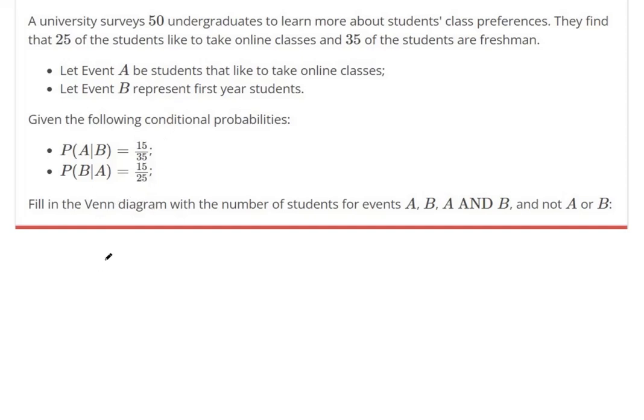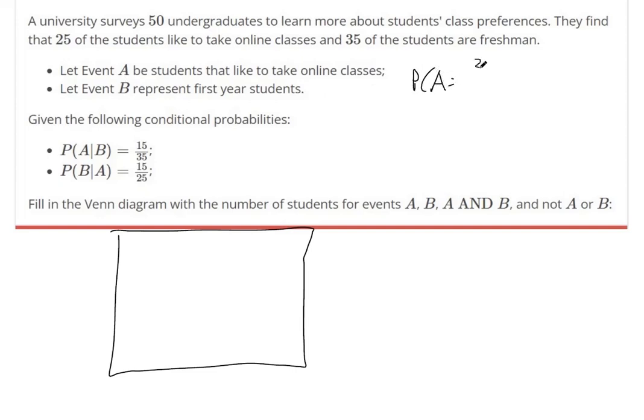Okay, so we're supposed to fill out a Venn diagram. And up here, they say that 25 of the students take online classes, so 25 are in event A. That means the probability of event A is 25 out of 50, because there's 50 total students. 25 meet this criteria, so 1/2, the simpler way. Probability of B was 35 over 50 for the same reason, and that simplifies to be 7 over 10.